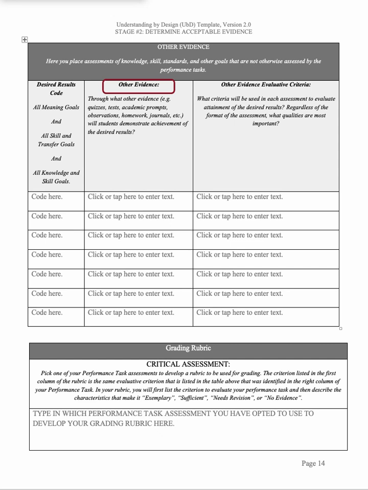That means you will assess this to perceive what the students know by using a quiz, test, academic prompts, observations, discussions, or homework, etc. The last part of the other evidence section is providing other evidence evaluative criteria. This will reflect the criteria that's going to be used to evaluate with each assessment method.